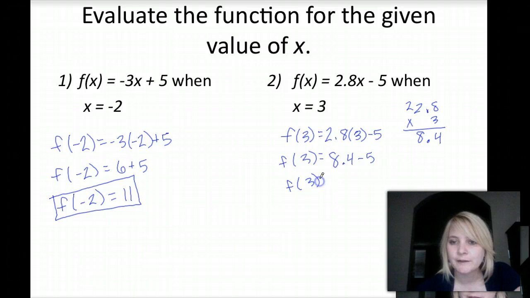So f of 3 equals, so here, 8.4 minus 5. Keep in mind, when we subtract, we line up the place values. So 4, 3. So f of 3 equals 3.4. And that is our final notation.